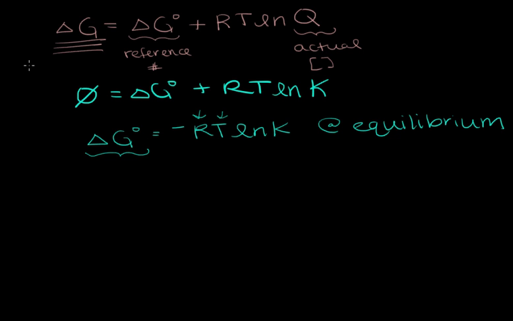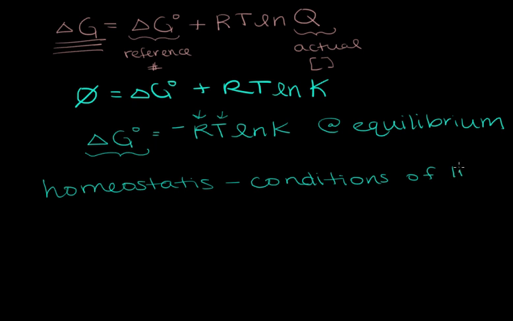Alright, so now's a really good time to point out the difference between homeostasis and equilibrium after we've talked about this. Okay, so homeostasis is like a set of conditions under which life processes can occur. So this is like the standard state. So this is the conditions of life. So this is typically pH 7, body temperature, whatever. And we use energy in order to maintain homeostasis.